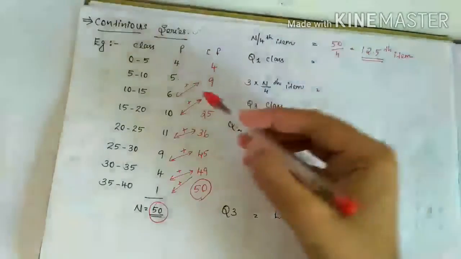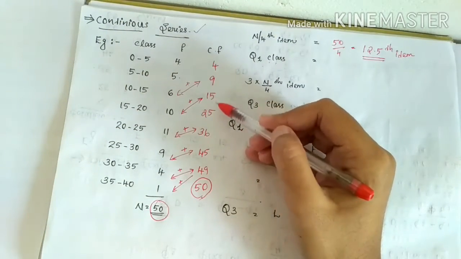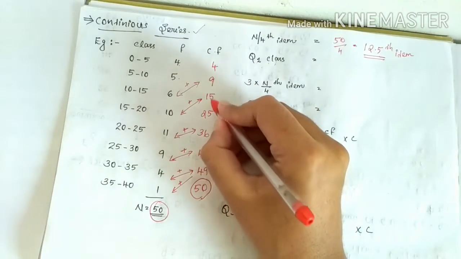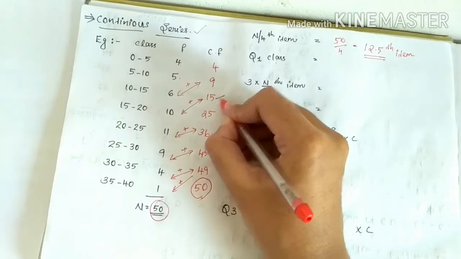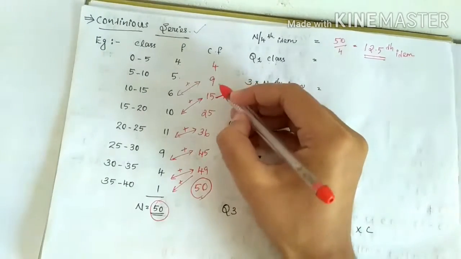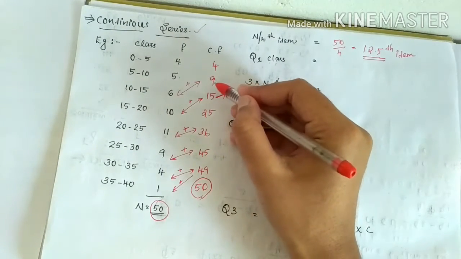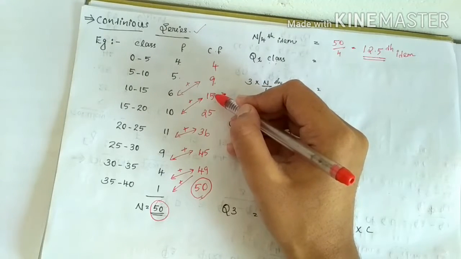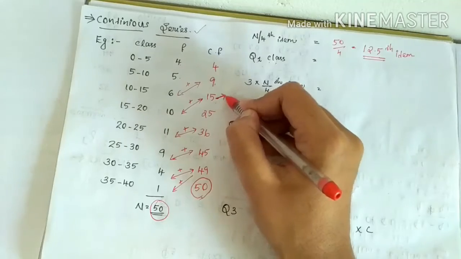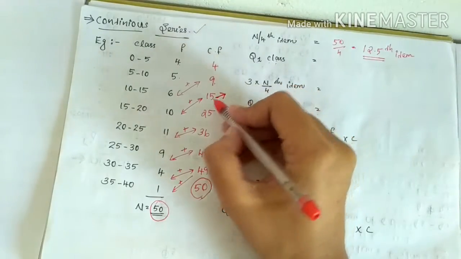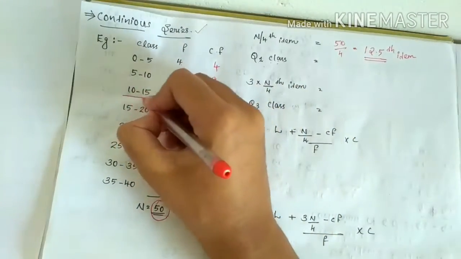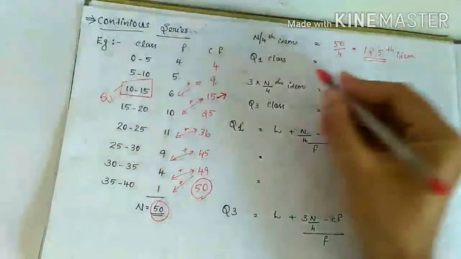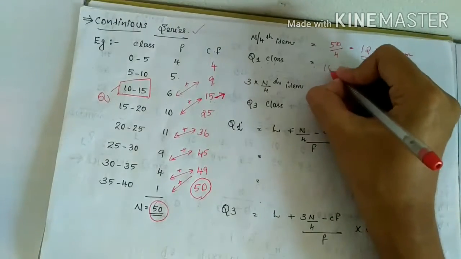And in which class does the 12.5th item lie? Here the 12.5th item lies in this class, because 12.5 is higher than the value of 9 but less than the value of 50. So the 12.5th item lies in this region, and the corresponding class is taken as the Q1 class. So the Q1 class is equal to 10 to 15.